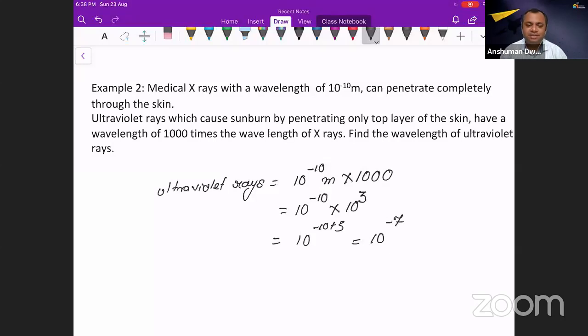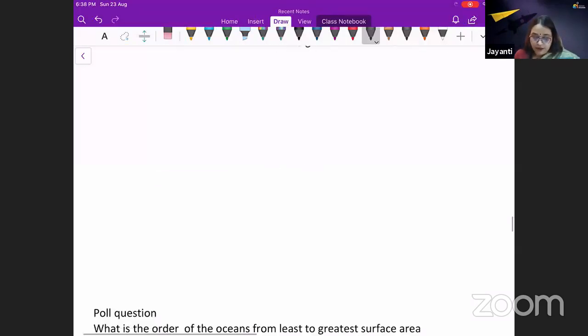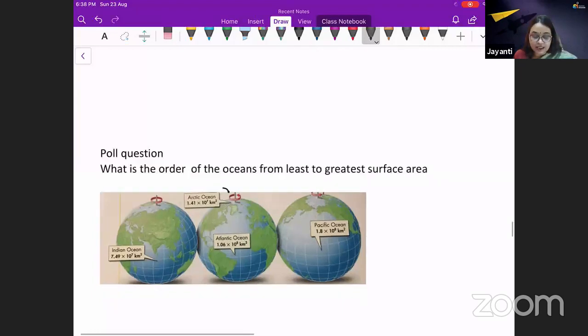Did you understand this, children? Simple it is, right? But there are many practical applications of standard form. In fact, when you do physics or chemistry in grade 11, 12, you only use standard form. Okay. Now there is a poll question. Again, this question is very interesting.